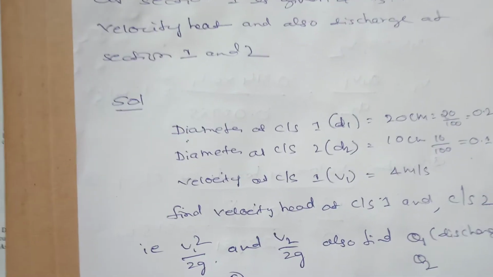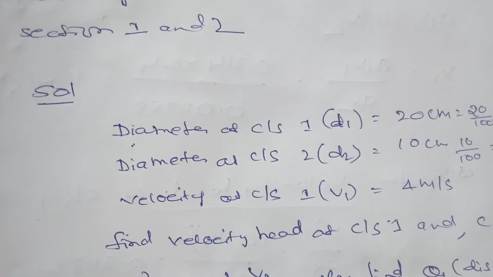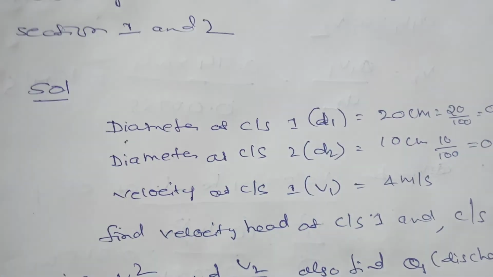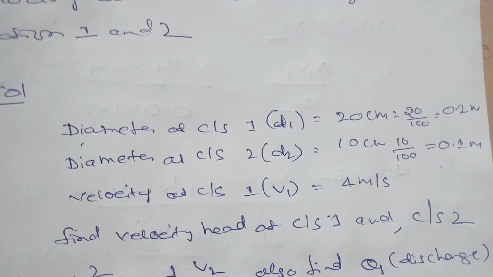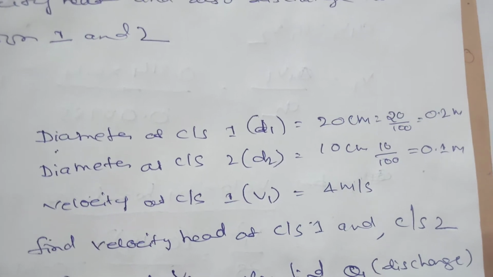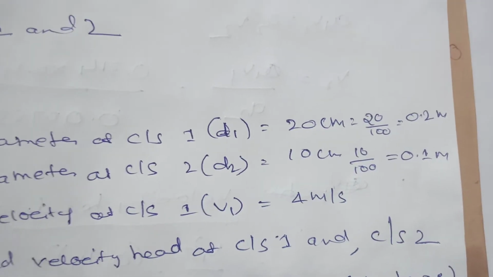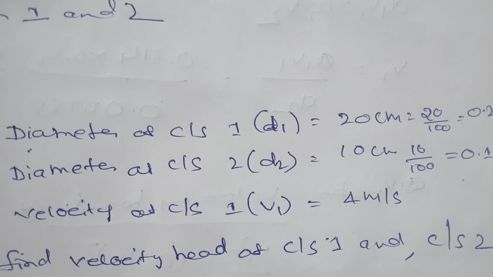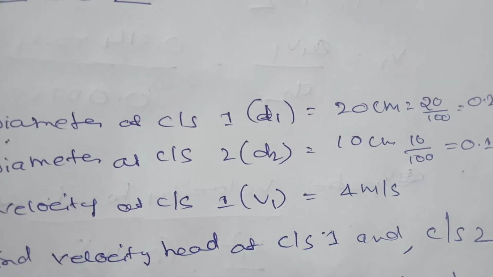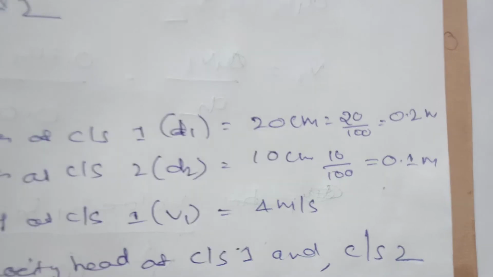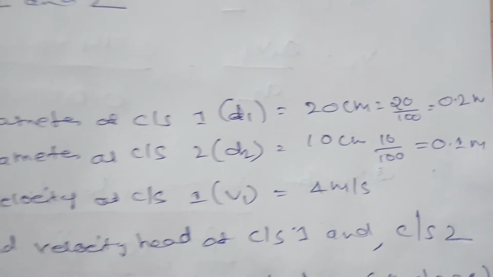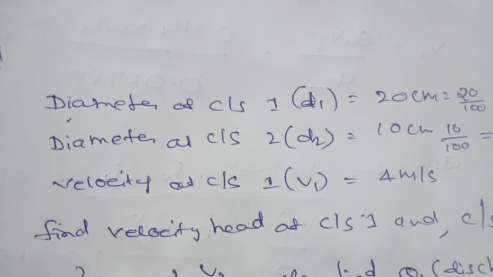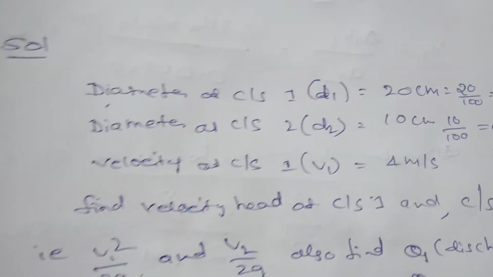Just concentrate here. He has given diameter at cross section 1 and diameter at cross section 2. Diameter at cross section 1 is 20 centimeter. You divide it by 100, that we get 0.2 meter. Similarly, diameter at cross section 2 is 10 centimeter, divided by 100, we get 0.1 meter. And velocity at cross section 1 he has given, that is v1 is equal to 4 meters per second.